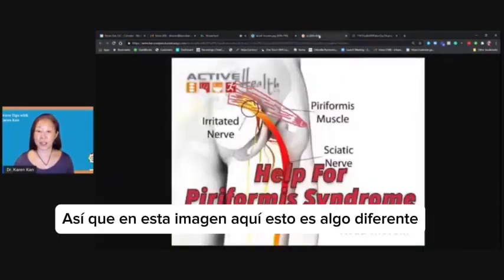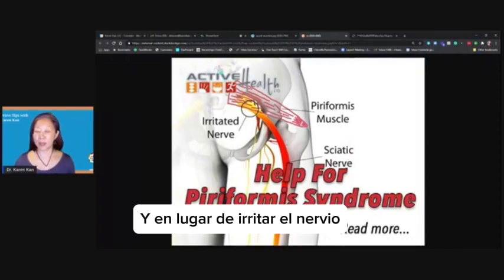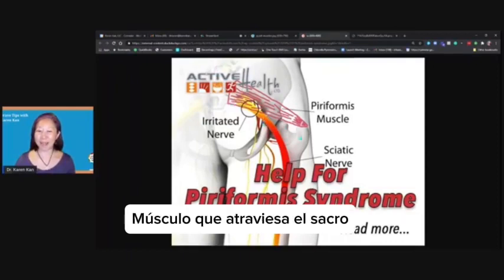So in this picture here, this is something different. This is called piriformis syndrome. And instead of the nerve being irritated at the level of the spine, the nerve is actually irritated at the level of the butt. There is a muscle that goes across from the sacrum to the greater trochanter of your femur called the piriformis muscle.